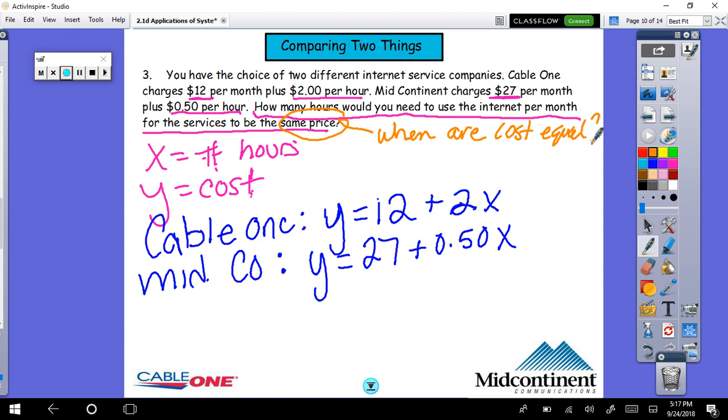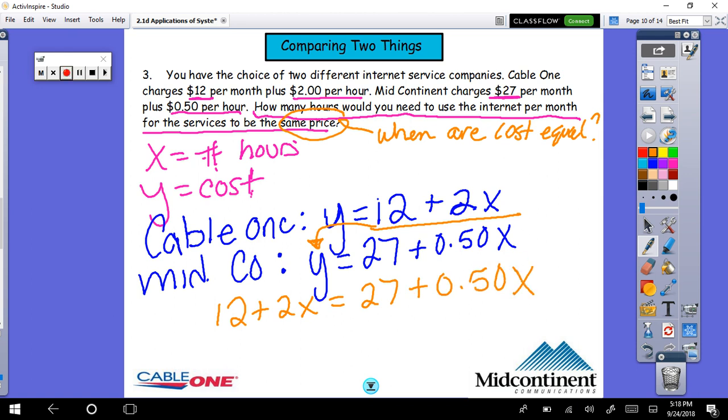Since I want to know when these two are equal, I want to set them equal to each other. You could also think of it as using substitution. So y equals 12 plus 2x, and I want to know when these two costs are the same. So I'm going to substitute the 12 plus 2x into the equation for this cost, setting them equal to each other and solving for x for hours.